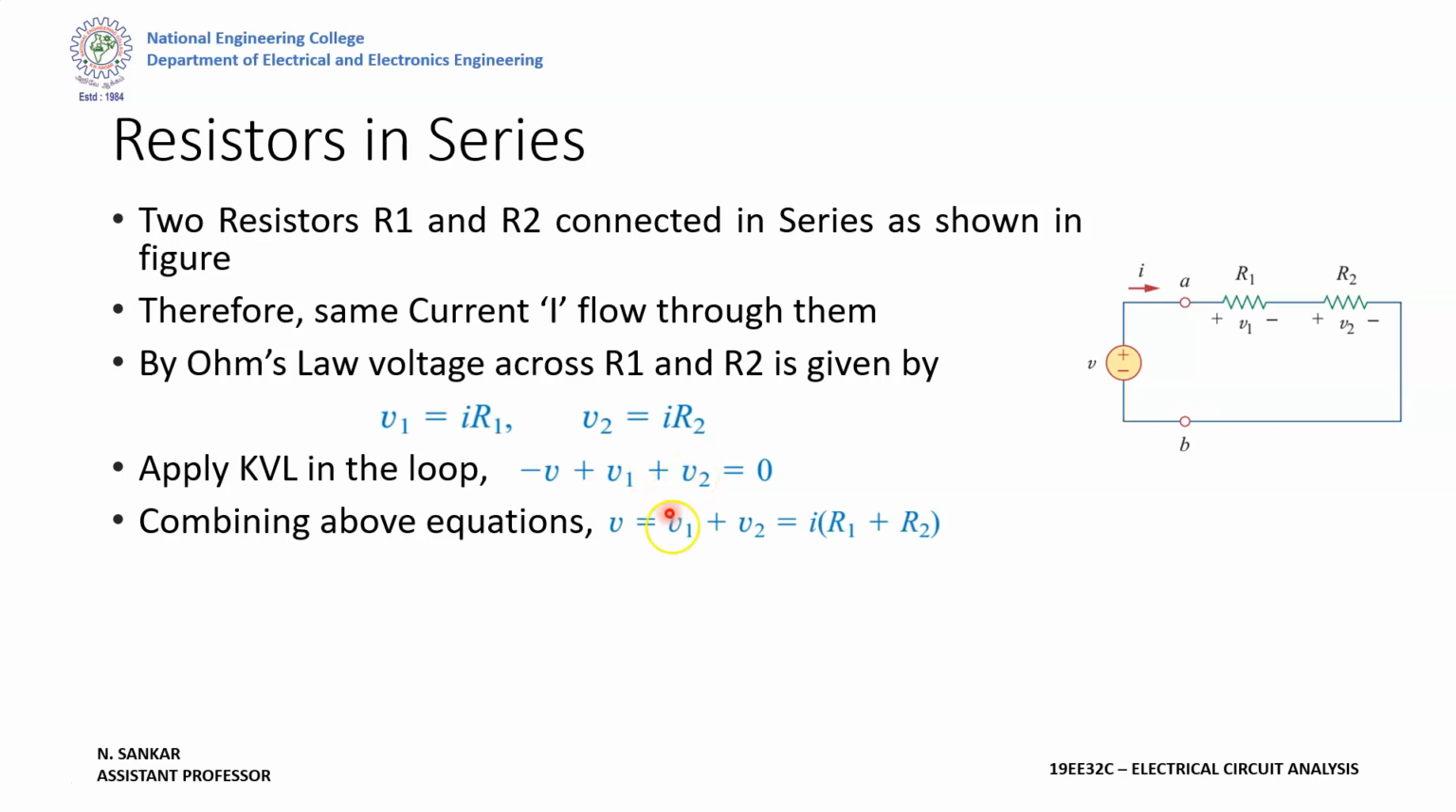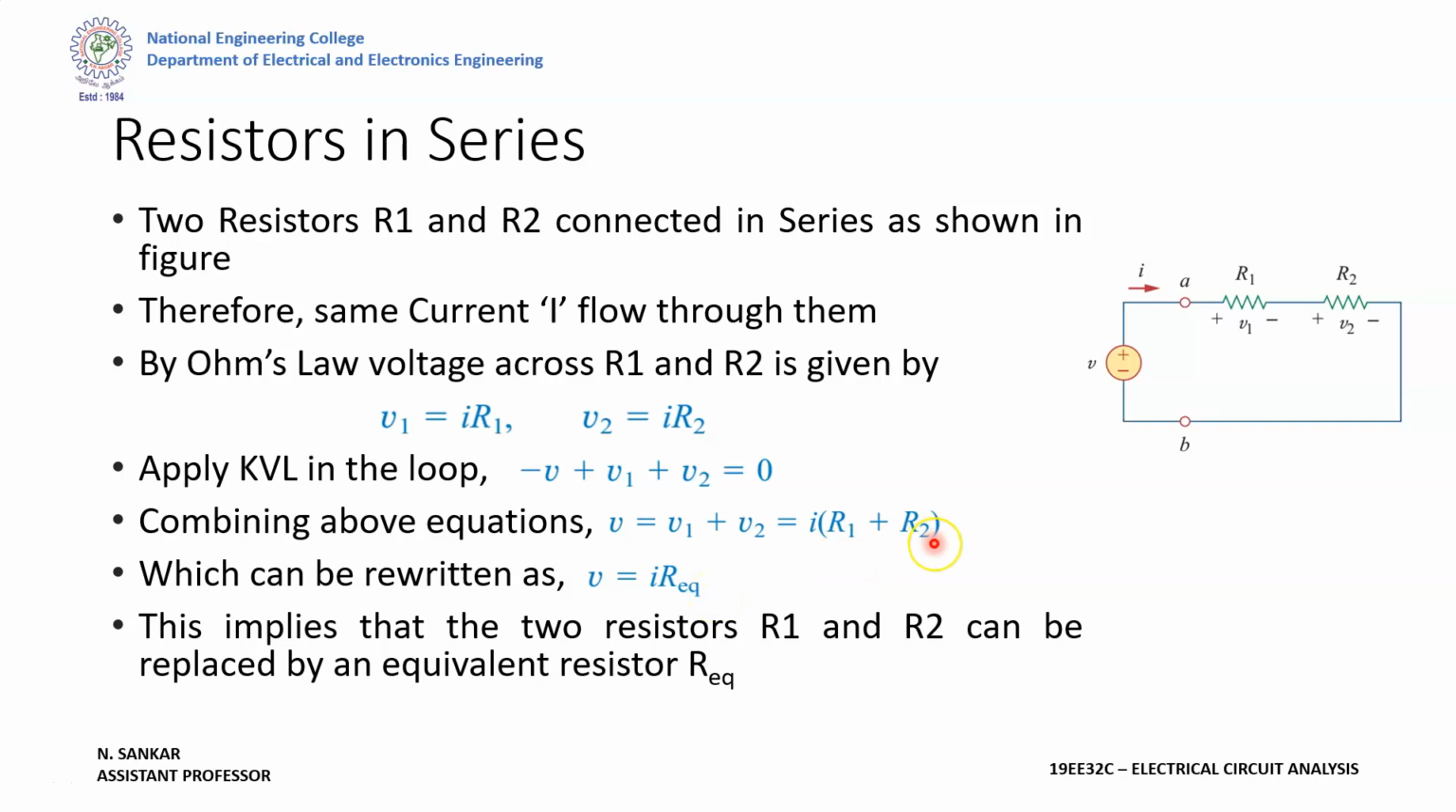So now we get V equal to V1 plus V2, that is I into R1 plus I into R2. Taking I as common, it is I into (R1 plus R2). Now we compare this equation with Ohm's law, V is equal to I into R, where R is the resistance. So in the circuit the total resistance R is equal to the sum of R1 and R2, which is written as R equivalent. So R equivalent is nothing but R1 plus R2.